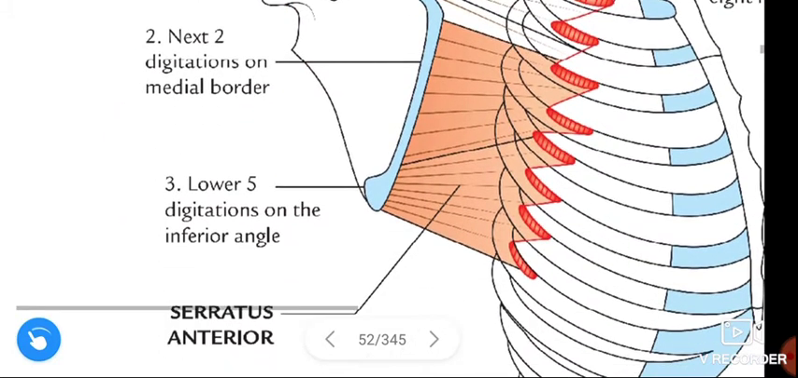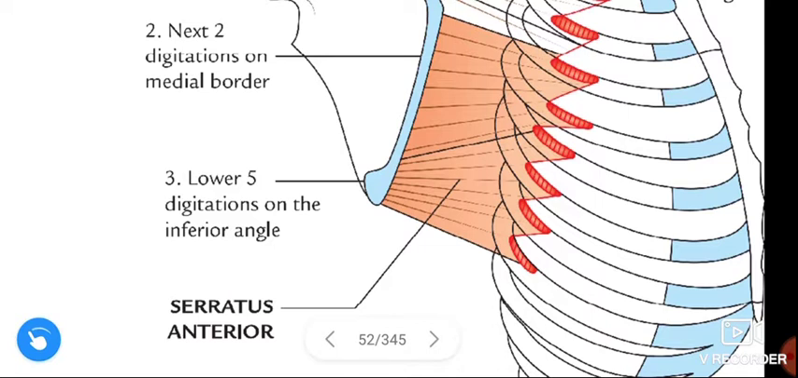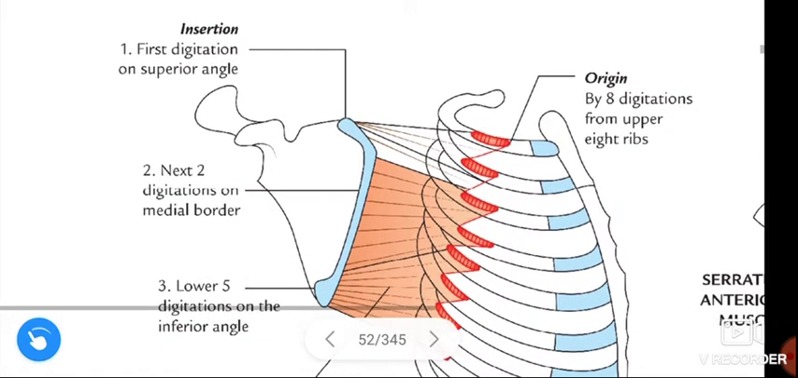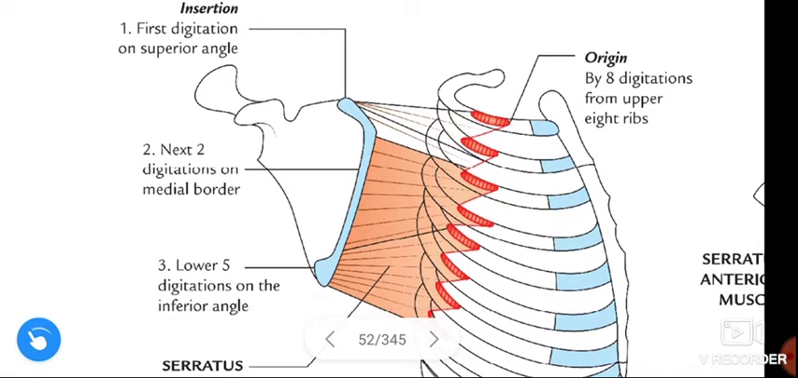Next, lower 4 or 5 digitations. See here, lower 4 or 5 digitations are inserted on the inferior angle of the scapula. This is about the insertion of the digitations of serratus anterior. First two digitations on superior angle of scapula, next two digitations on medial border of the scapula, lower 4 or 5 digitations on the inferior angle of the scapula.